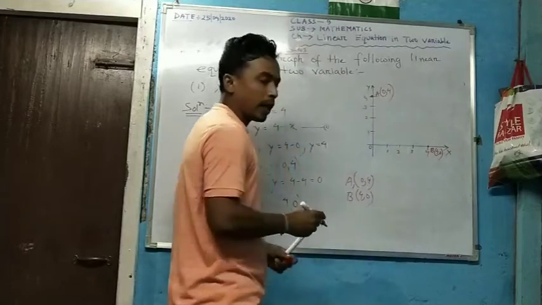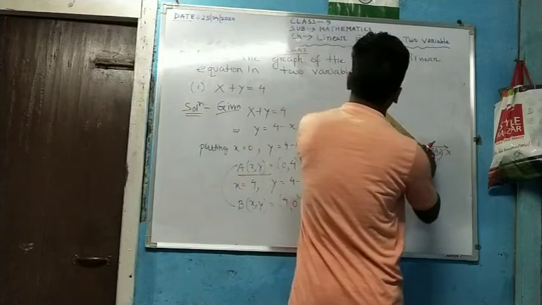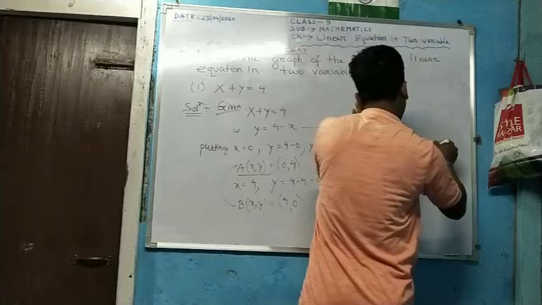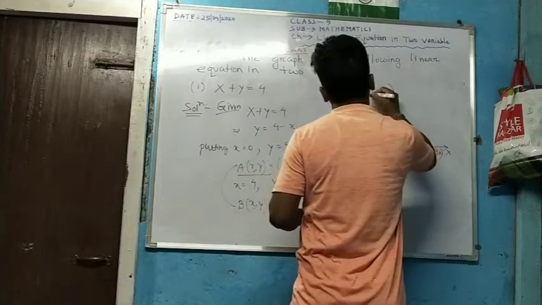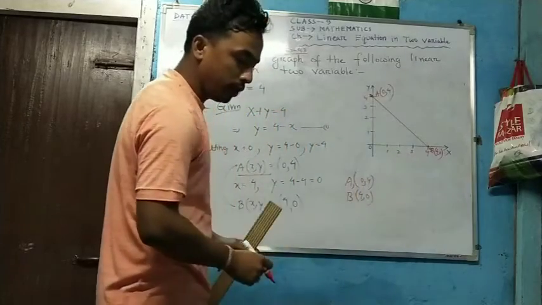Now I have to join these 2 points, and this line will be the line which will represent the linear equation in two variables. So this is the required graph. Just pause the video and note it down on your notebook.